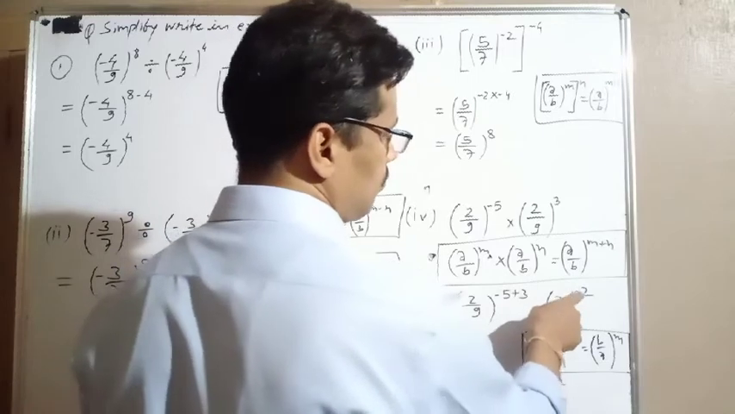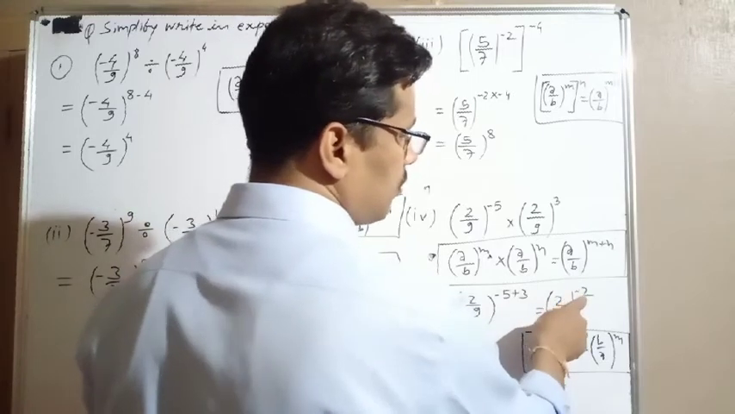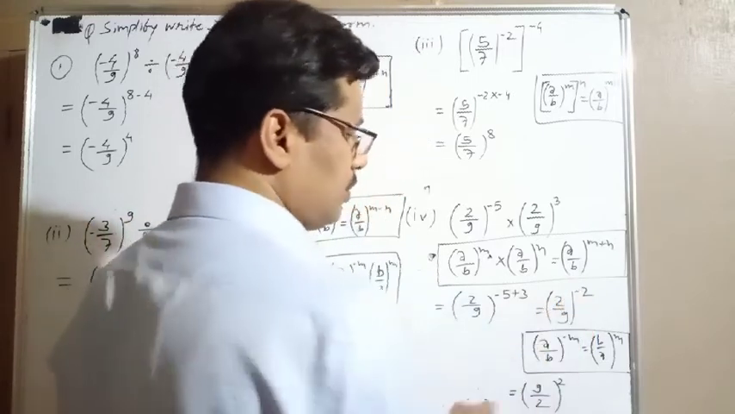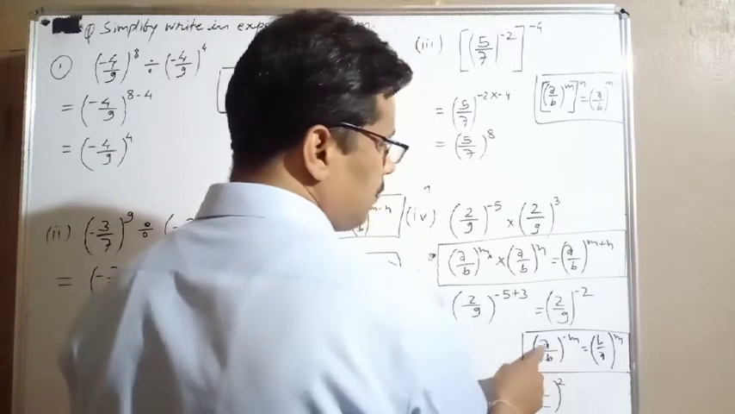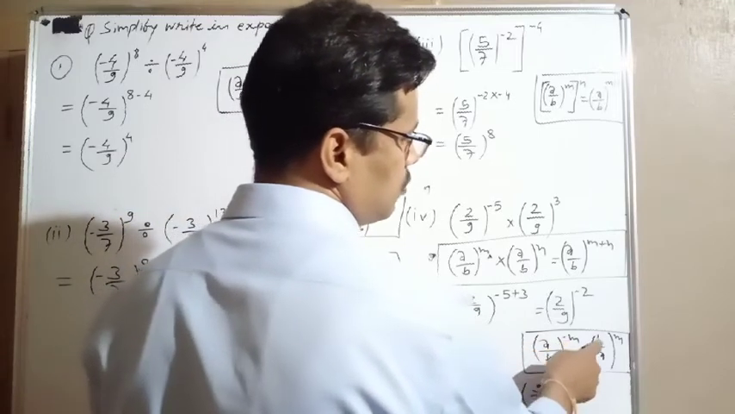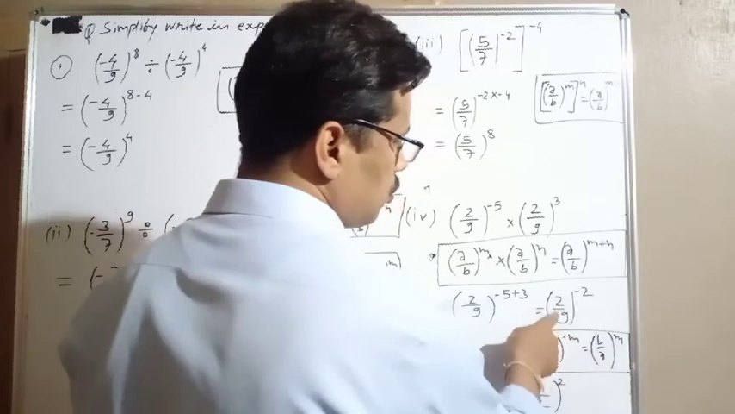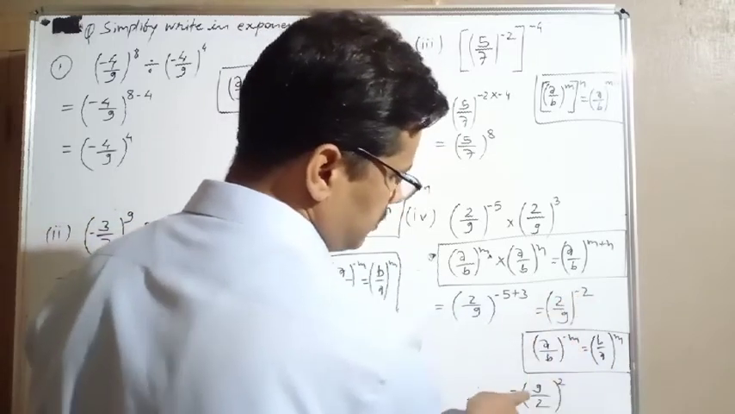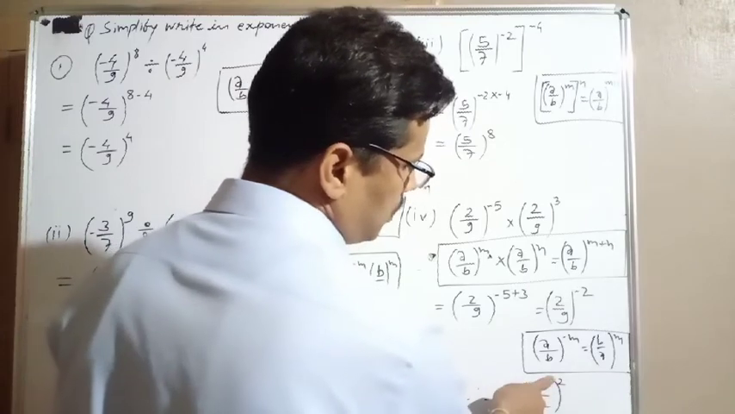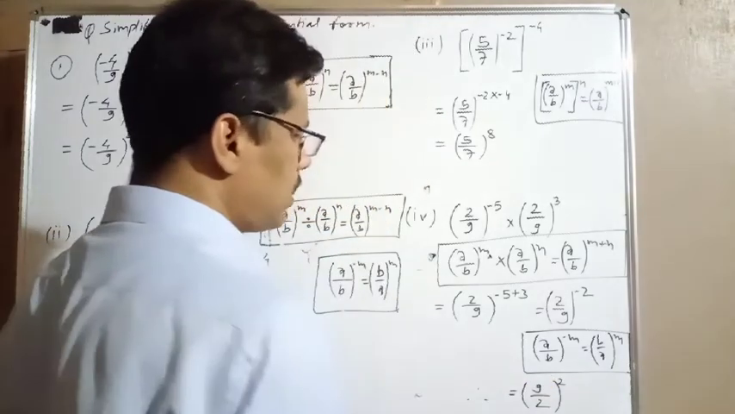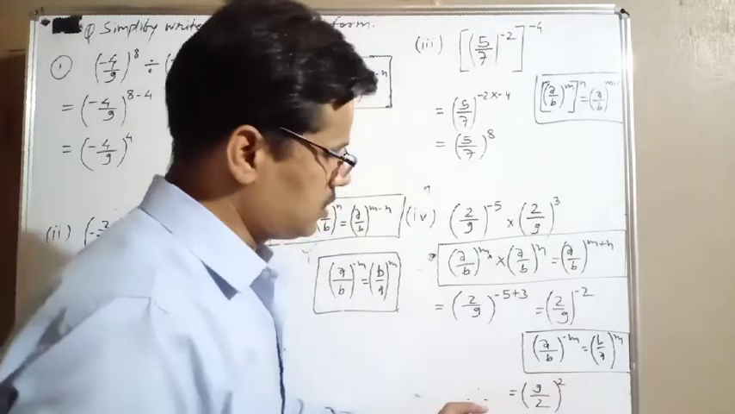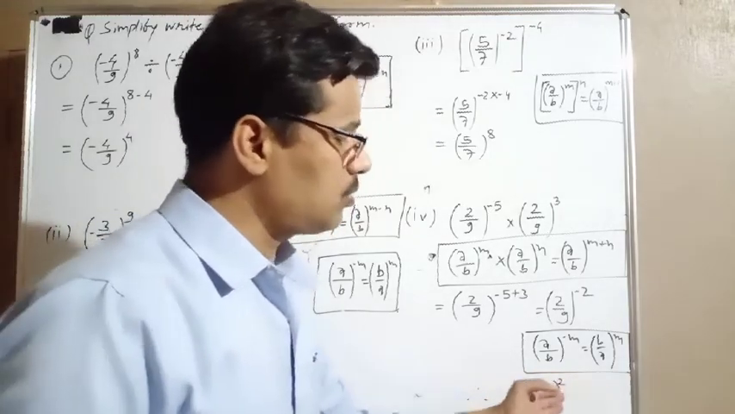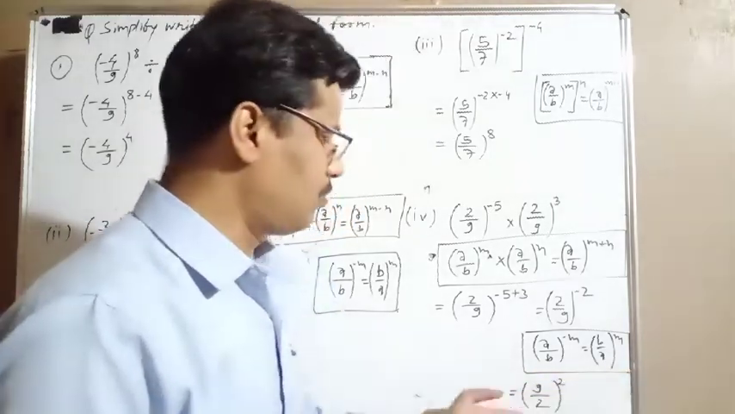2 upon 9 to the power minus 2. Now this negative power we can also convert to positive. We again use this law of exponent: a upon b to the power minus m is equal to b upon a to the power m. So 2 upon 9 becomes 9 upon 2, and the negative power becomes positive. So we have written here 9 upon 2 power 2. This is your required answer. Further, you can simplify it, and if you simplify it, you will get the answer 81 upon 4. Got it?